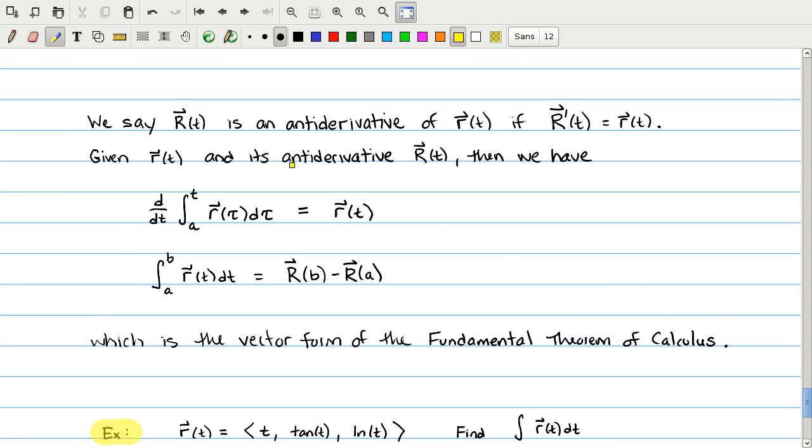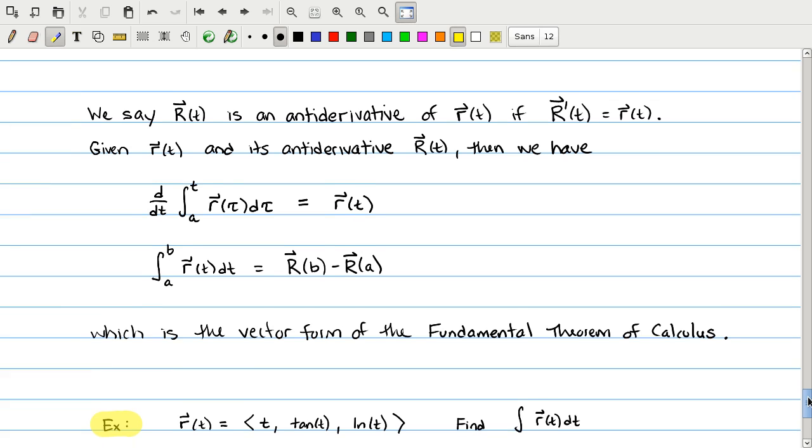Again, similar to Calculus 1, we say that a function capital R is an antiderivative of little r if capital R prime equals little r. And with that notation, we now can express the fundamental theorem of calculus for vector functions. And so it's exactly the same. The derivative of the integral from a to t of r of tau d tau is the original function, and the integral of the derivative of the antiderivative, that's kind of confusing, but the integral of r prime can be expressed just in terms of r at the boundaries b and a. So this is just the fundamental theorem of calculus expressed for vector functions.